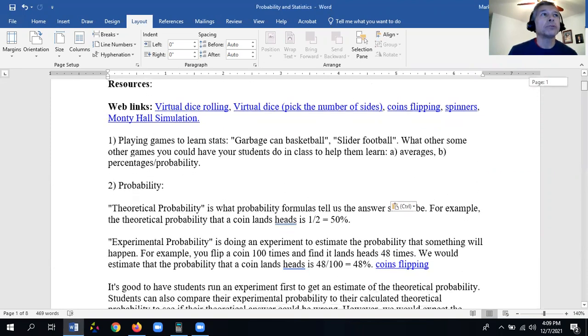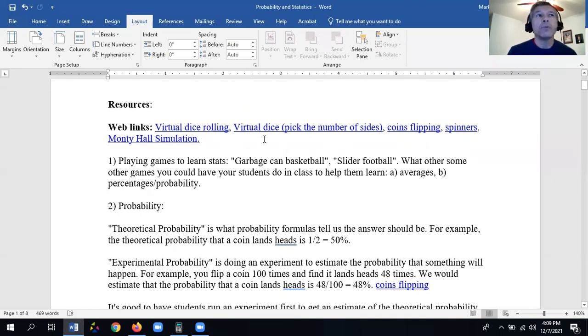So I put the resources up here that I'm using with the web links, which are some virtual dice rolling programs, 2 of them, and then a coin flipping program, spinners, and a Monty Hall simulation. So let's go ahead and do this.